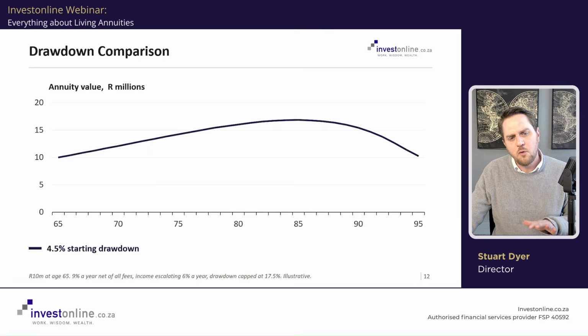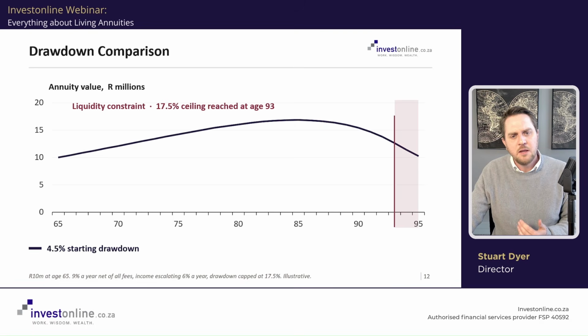And then that 4.5% as a starting drawdown starts to increase, because you're increasing your income by inflation every year, so your 4.5% slowly goes up over 20 years. And now we look at where you actually hit that liquidity constraint. That would only be around age 93.